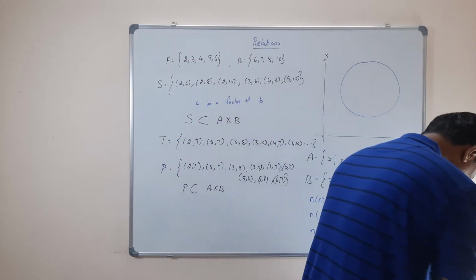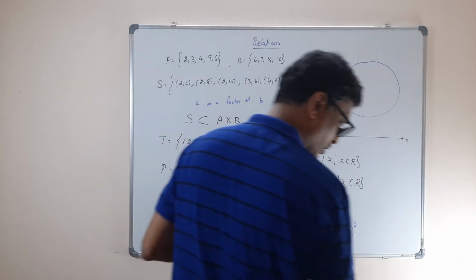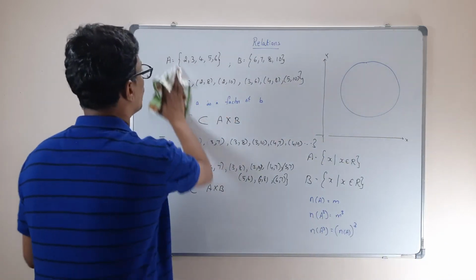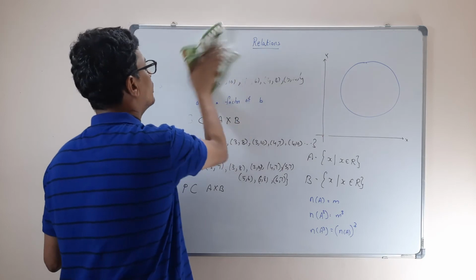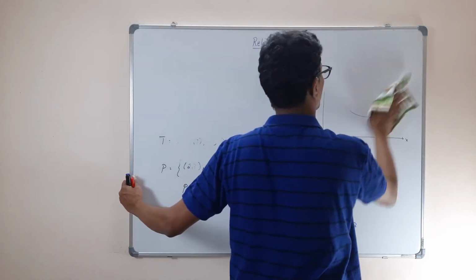Then there is one arrow diagram. Let me show it out. Okay, fine. Oh, okay. So let me take up an example. We can draw this arrow diagram also.